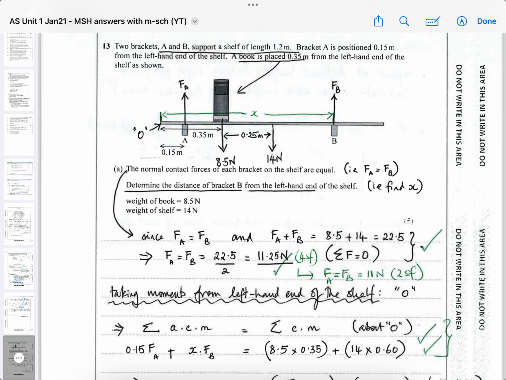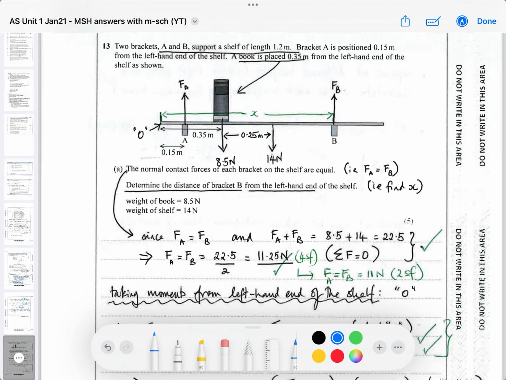Okay, so the first thing I've done is I've shown you that since FA equals FB, and FA plus FB are the upward forces, so these are the two upward forces, they must be equal to the downward forces because the shelf's not falling down. It's in equilibrium. So the upward forces must be equal to the downward forces, which have been given as 8.5 newtons, and the weight of the shelf and the weight of the book, 22.5 newtons in total.